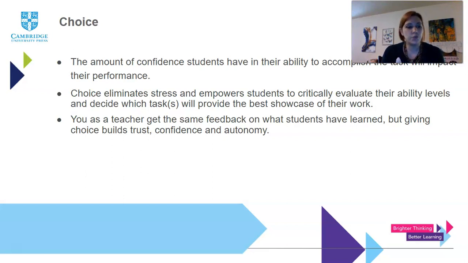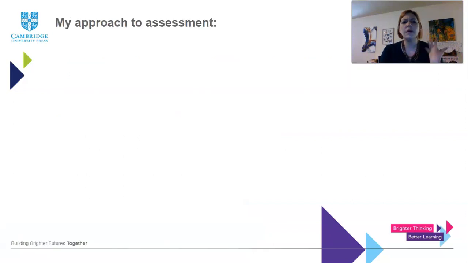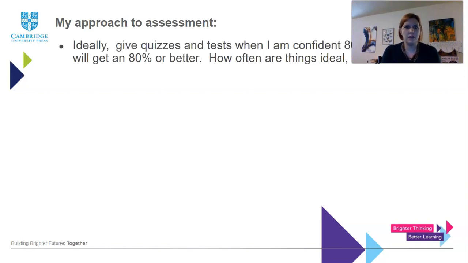And if you're in a situation where you need to assess their ability to decline a noun or conjugate a verb, giving them a list to choose from, right? Things like that really can help them feel more confident. And if you're interested in some more reading on this, Learning to Choose, Choosing to Learn by Mike Anderson is a great resource. Here's a little bit on my approach to assessment.